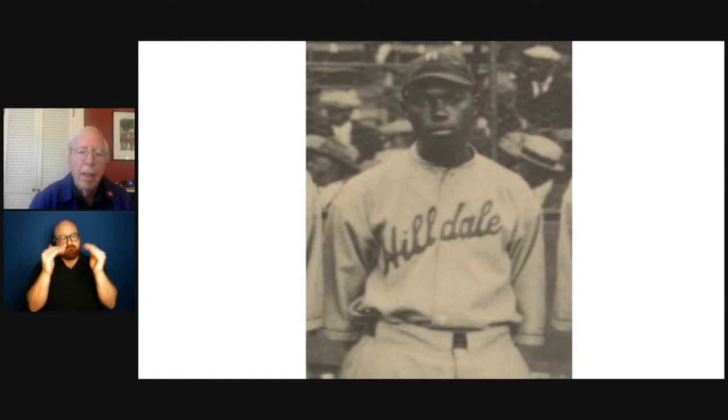Here we have a man who you may not have heard of. His name was Judy Johnson, and he started a three-generation control over third base in Major League Baseball. He was with the Negro League in the Hilldale Daisies, and he retired in 1937, to be followed by Brooks Robinson, and then Mr. Ripken, who became a well-known star in the Baltimore Orioles. Next.